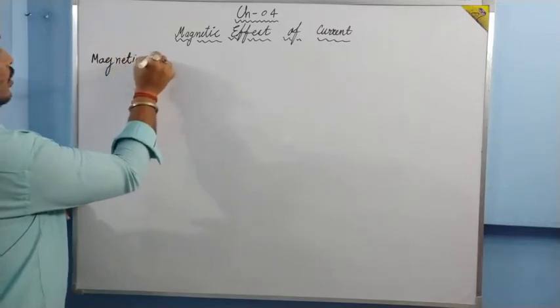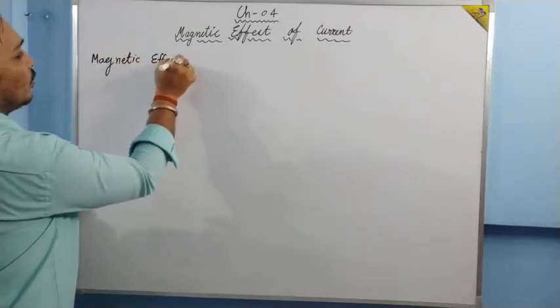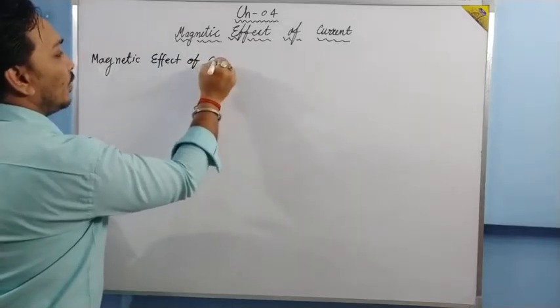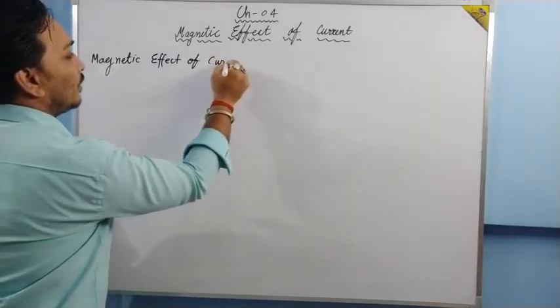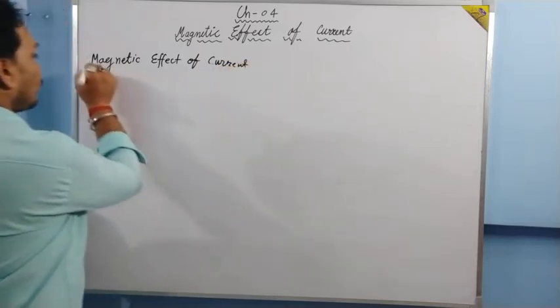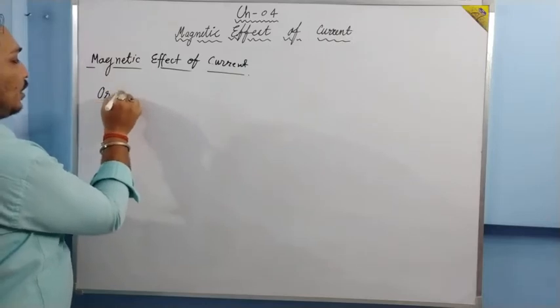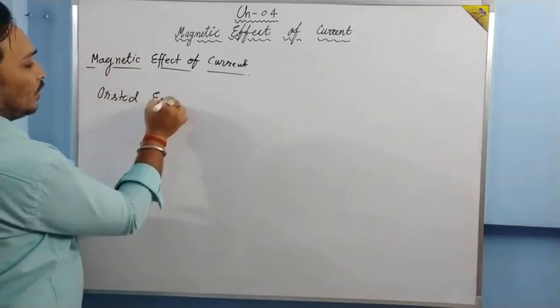Magnetic effect of current. What is that? The very first experiment we studied is Oersted's experiment.